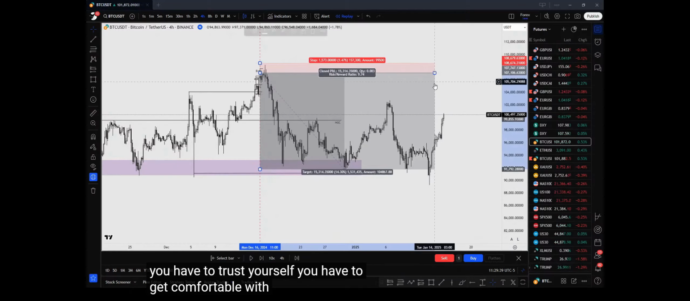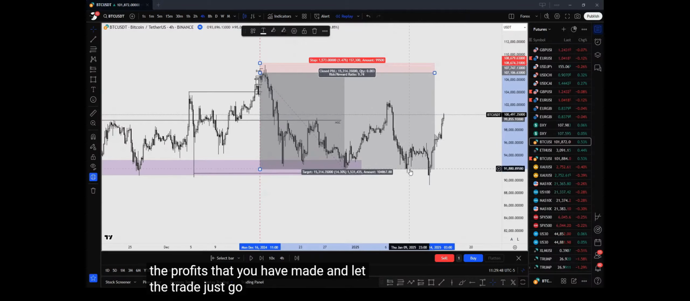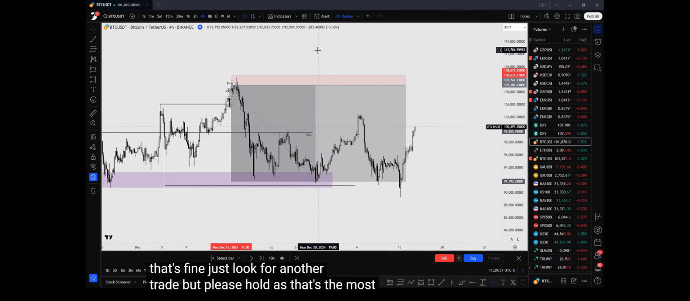You have to get comfortable with losing or getting break even, and losing a bit of the profits that you've made, and let the trade just go your way. If it didn't, that's fine. Just look for another trade. But please hold, as that's the most important aspect of this model.